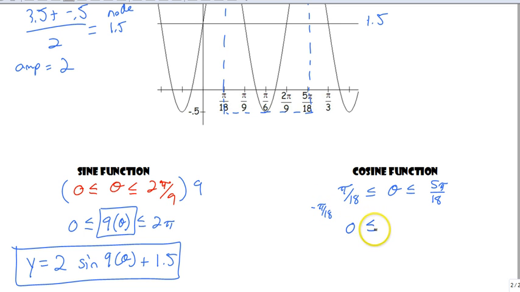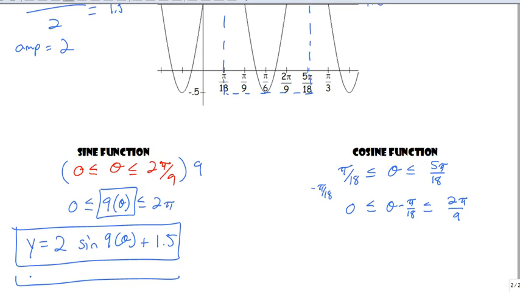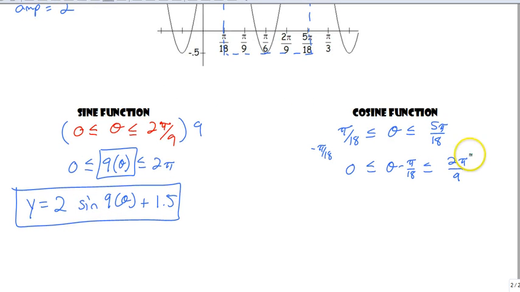So I get 0, theta minus pi over 18, and 5 pi over 18 minus 1 pi over 18 is 4 pi over 18, which is the same thing as 2 pi over 9, which sure enough was the period on the last example over here in the sine function. So now we just have to multiply again everything by 9, just like last time. The frequency will be the same. So I have my inequality of 9 times theta minus 8 pi over 18, and that goes to 2 pi.